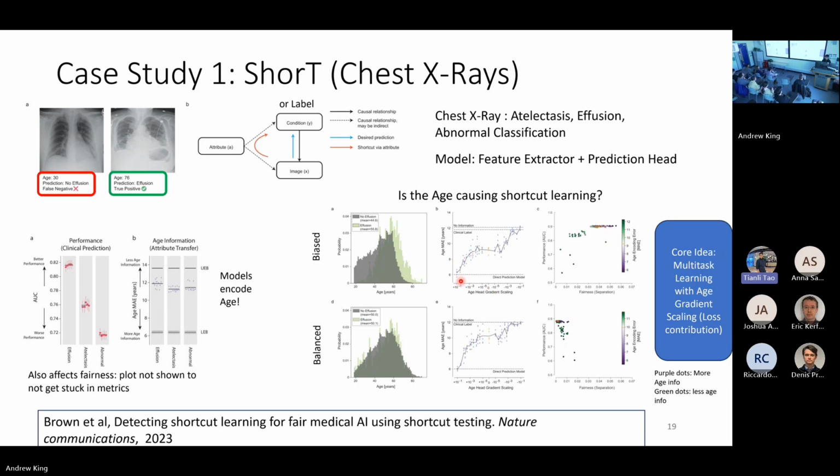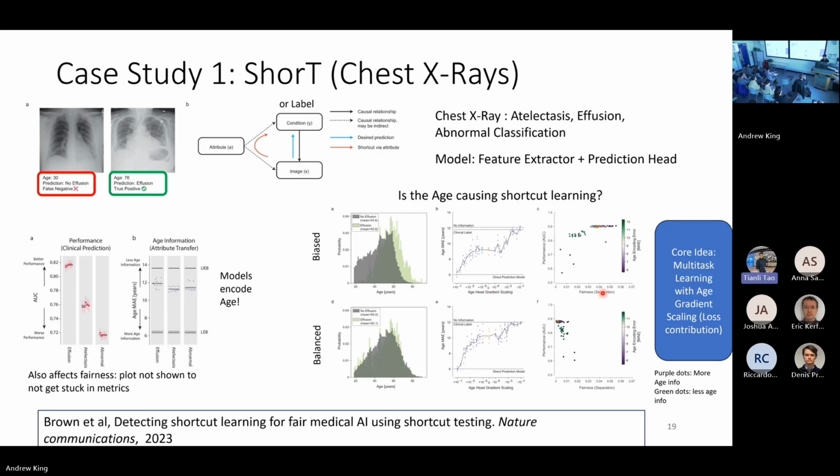So we can see if we improve the contribution of age gradient, it reaches a lower bound of 6. That's the mean average error. So on average, the difference in predicted age is 6, and the upper bound is around 12. So this is the impact of gradient scaling.